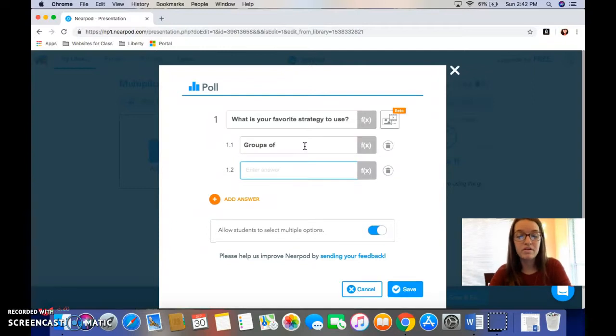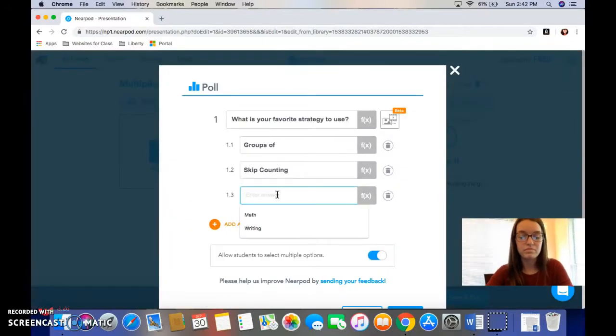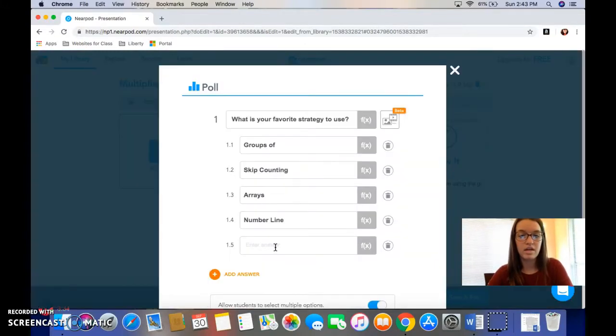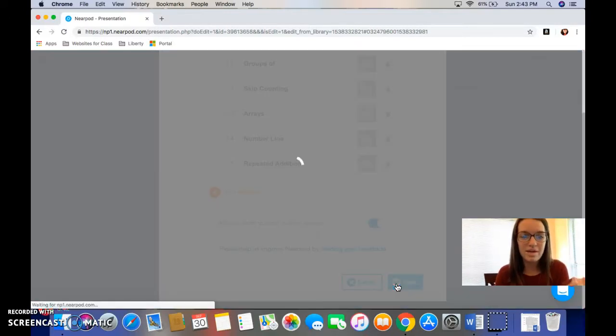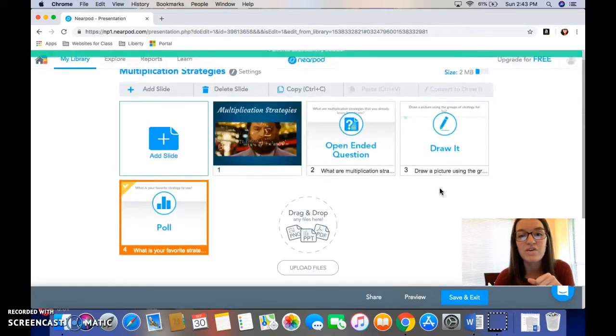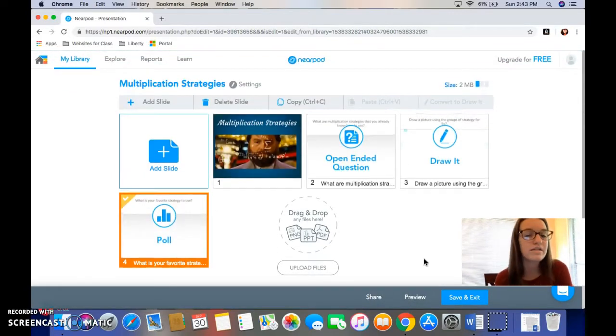groups of, skip counting, arrays, number line, and repeated addition. Now, the reason I may ask my students this question is because it allows me to see how comfortable they are with specific strategies. So you see right here that I have 4 slides currently. Now I would most definitely add in more slides to assess where they actually are.